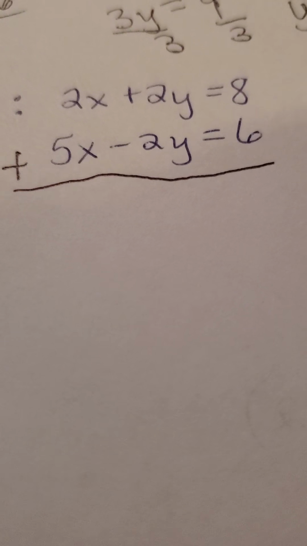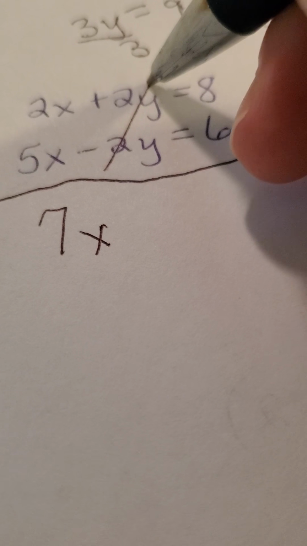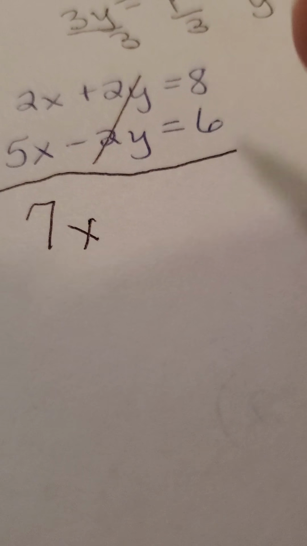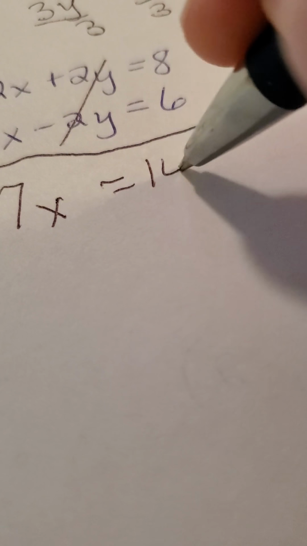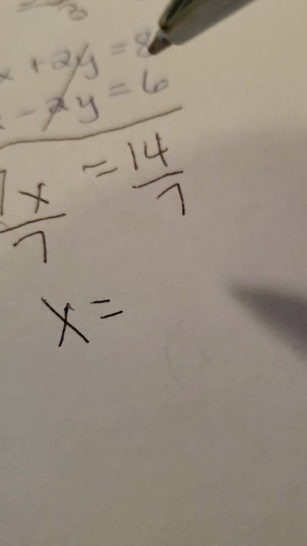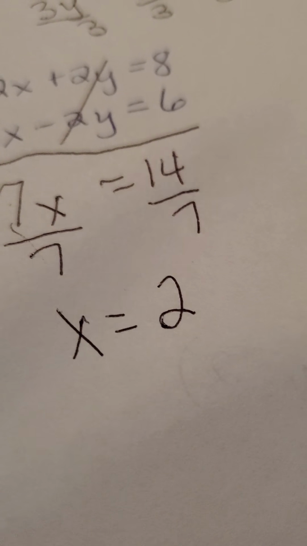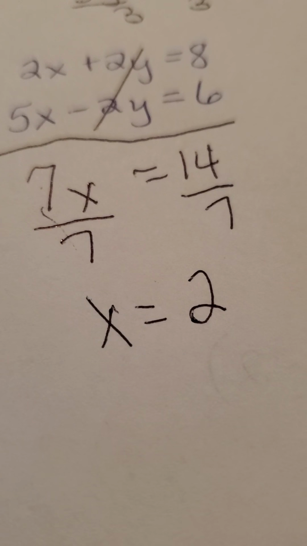So 2x plus 5x is 7x. And again, the y's are eliminated. They're gone whenever I add those two things together. And 8 plus 6 equals 14. Then, to get x by itself, I'm going to do 7x equals 14, divided by 7, which means x equals 2. So there's my first part of the answer.